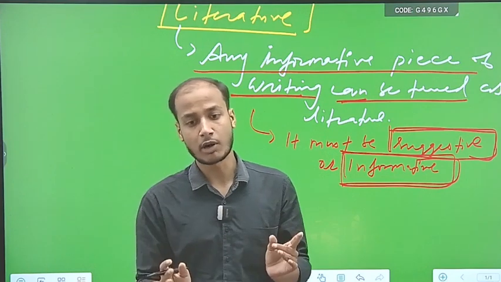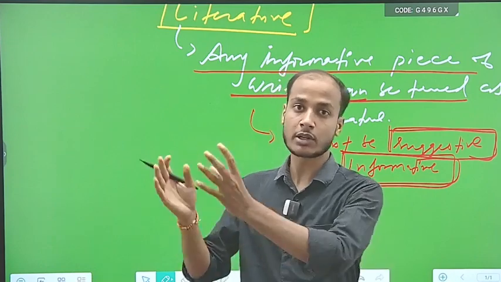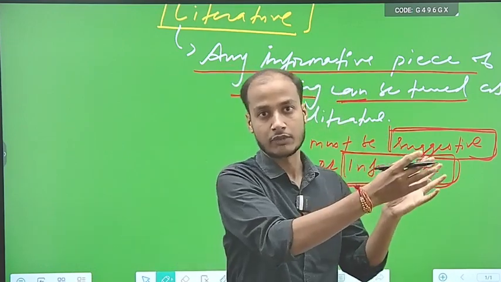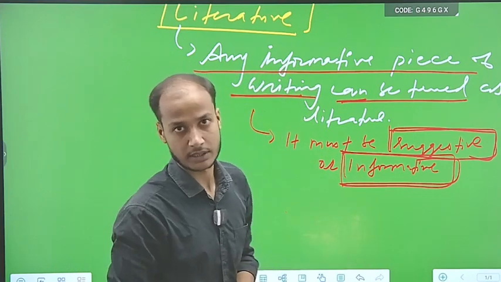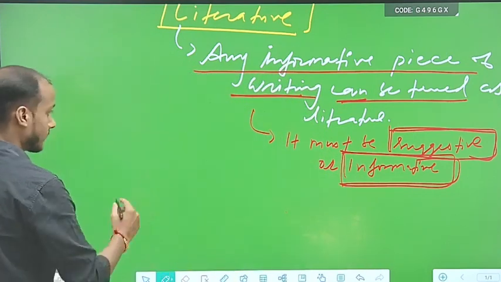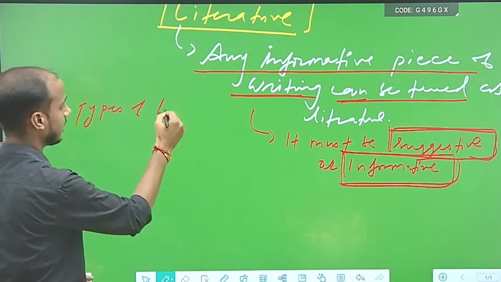We would be talking about written literature. When we talk about English literature, it is a written literature. It is a cumulative record which is put there, and we learn something out of that, right? So, types of literature.